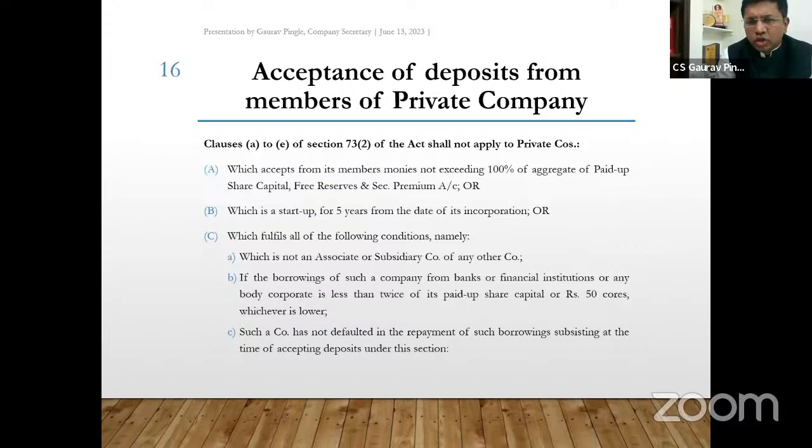Here it talks about paid up share capital and free reserves and securities premium account. Since it is paid up share capital, it doesn't talk about only equity. And there was recently a judgment of the Delhi High Court, in fact, where they had interpreted the term reserves under the company law, and they had interpreted paid up share capital. Since there is no reference to equity or preference, it includes equity and preference, and therefore both will be included for the purpose of the exempted deposits over here.